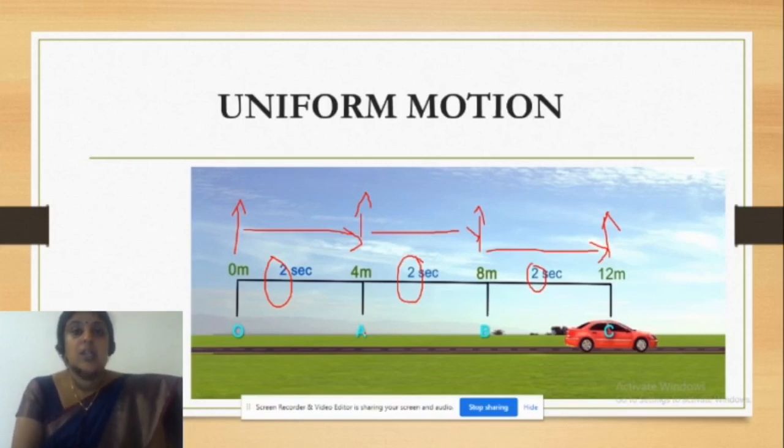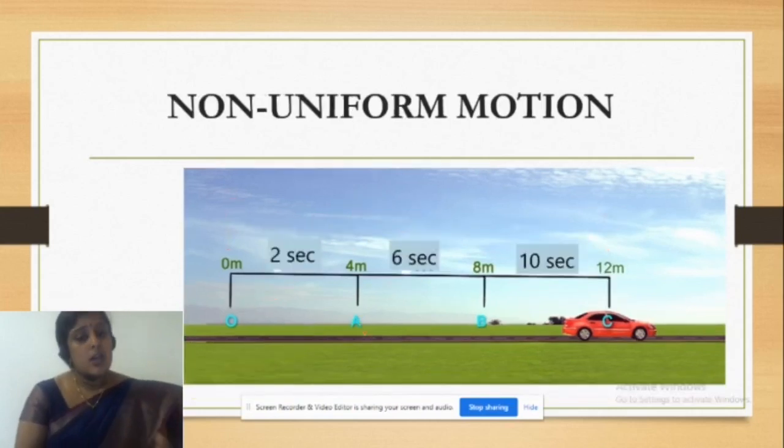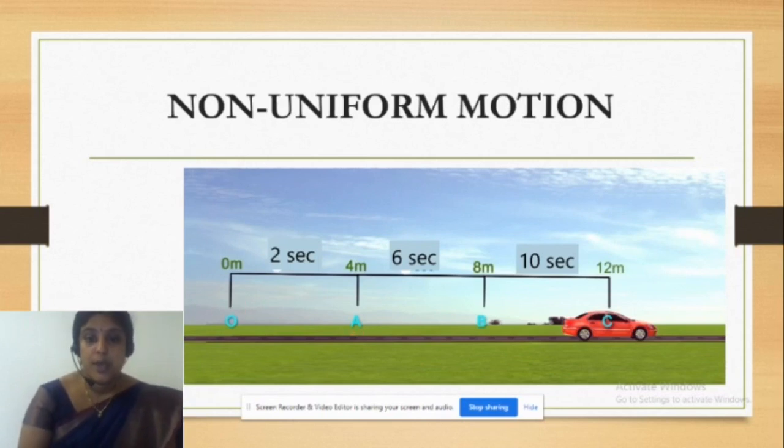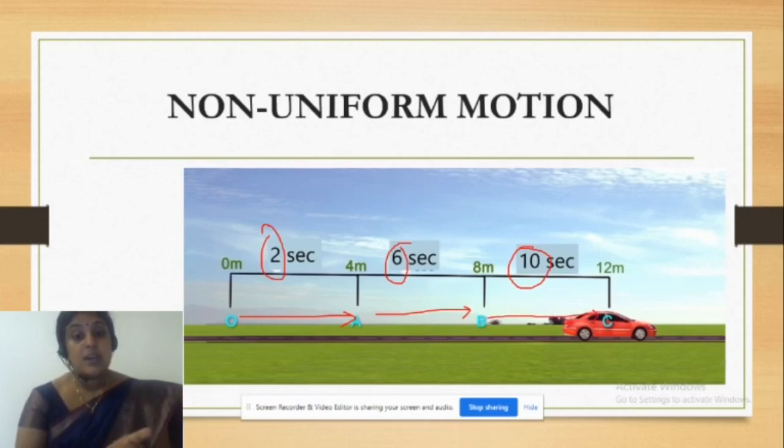So what is uniform motion? An object is said to be in uniform motion when it covers equal distance in equal time intervals. So what is non-uniform motion? An object is said to be in non-uniform motion when it covers equal distance in unequal time intervals. Here, the points O, A, B, C are all 4 meters apart. But the car takes 2 seconds to travel from point O to point A, 6 seconds to travel from point A to point B, and 10 seconds to travel from point B to point C. The car covers each 4 meters in different time intervals, so we can say that the car is in non-uniform motion.